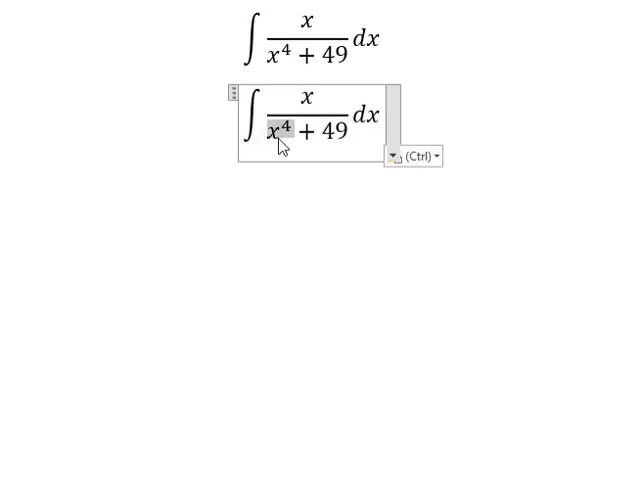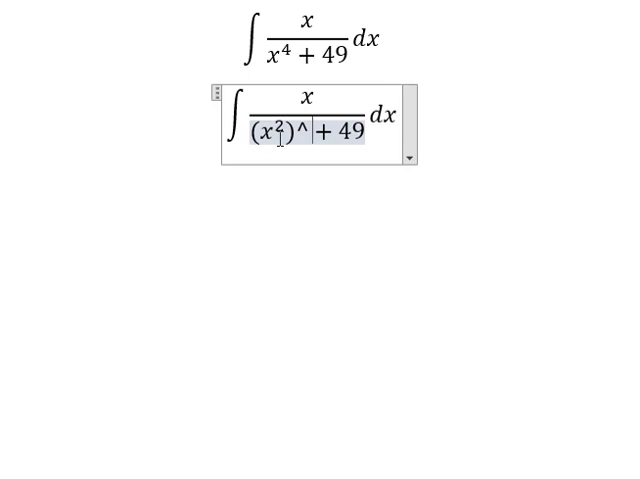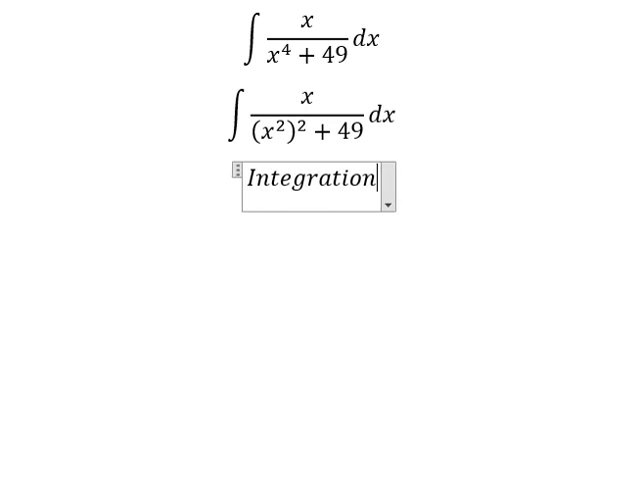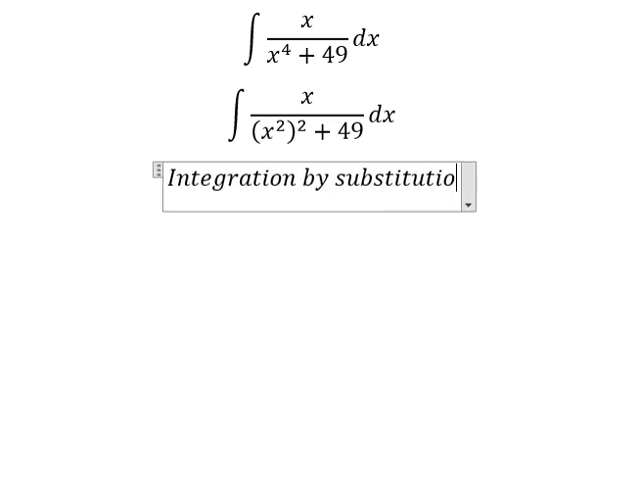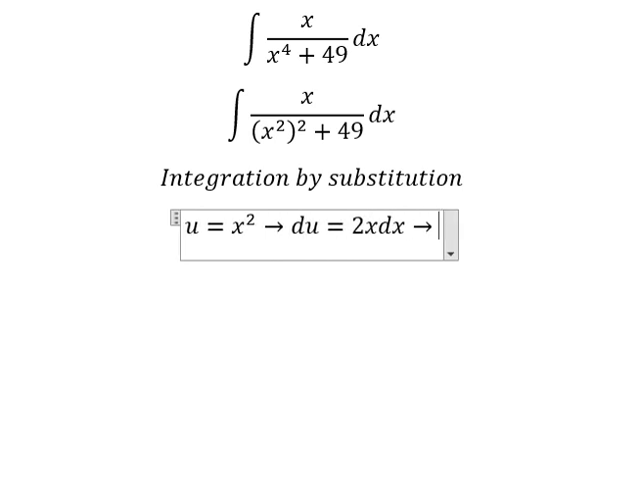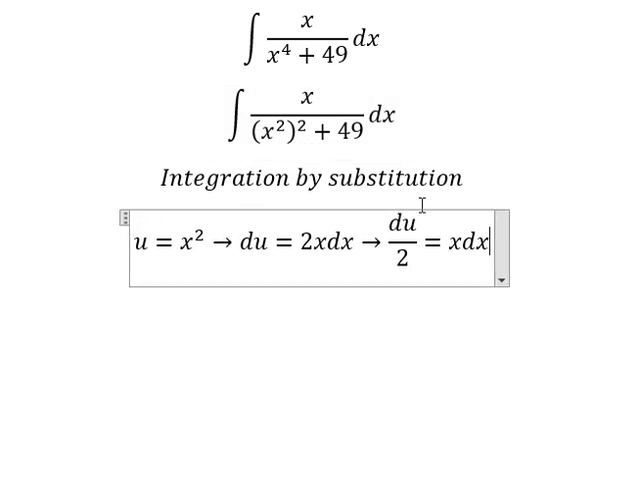This one, I will put about s squared, everything to the power of 2. Later, we can use integration by substitution. So I will put u equals s squared, and later we need to first take the derivative of both sides, and we have it like this. Because we don't have the number 2, we need to divide both sides by 2.